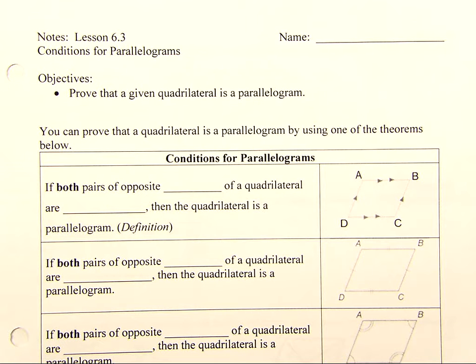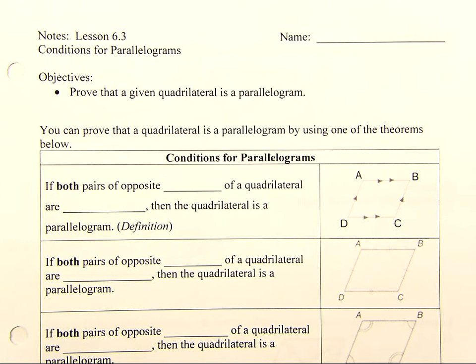In lesson 6.2, we were talking about all of the properties of a parallelogram. And in lesson 6.3, we're going to talk about what conditions need to be met in order to determine if our figure is a parallelogram. And basically, you can think about it as taking all of those properties, taking the converse of those statements. But we're going to look at those conditions.